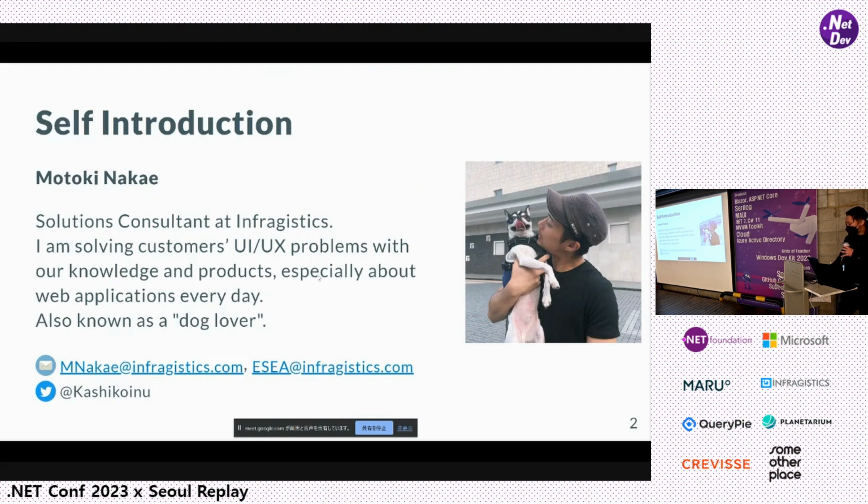And you can see the photo of me and my dog. His name is Matthew, the cutest chihuahua in the world. And if you are having trouble around UI/UX or want to see a lot of pictures of Matthew, please get in touch with me via my email or my Twitter account.